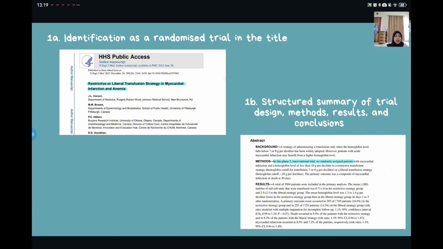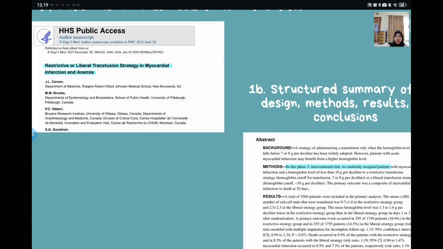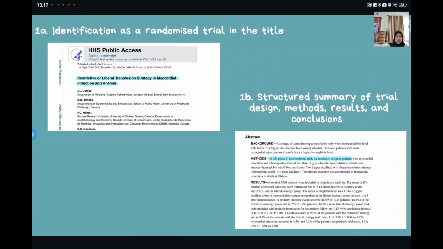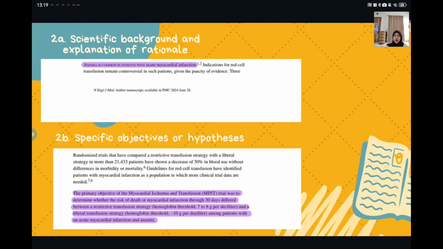Okay, the abstract, however, is very good. It gives short but clear information about the trial, design and methods, the result, and the conclusion. So this is the abstract. It has background, methods, and results like that.